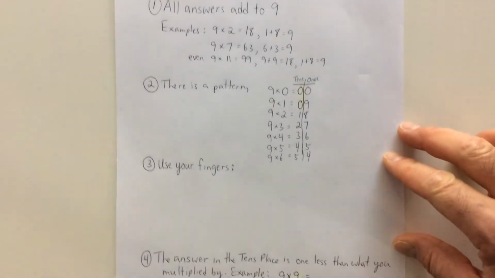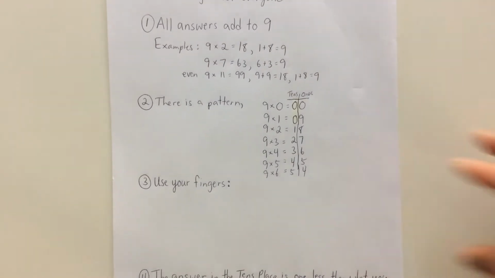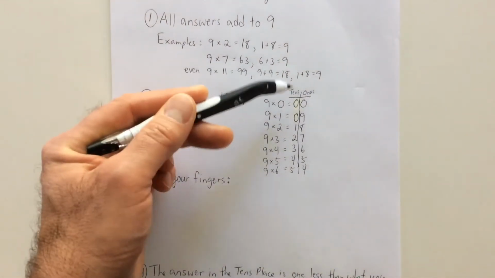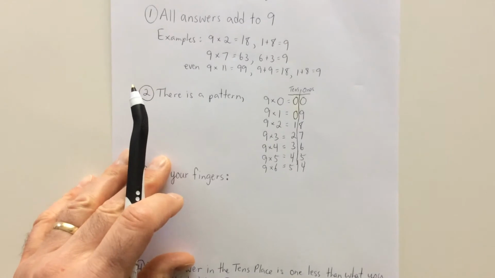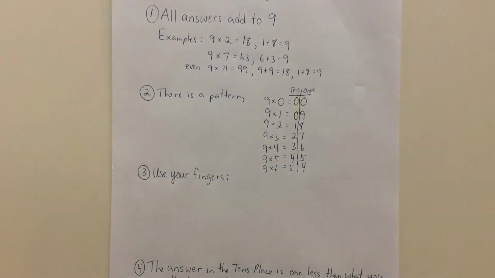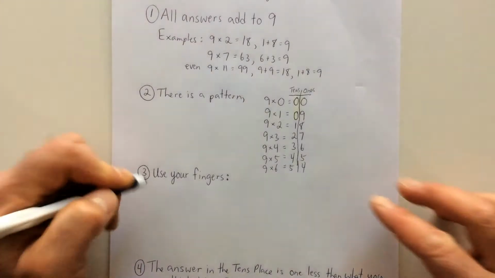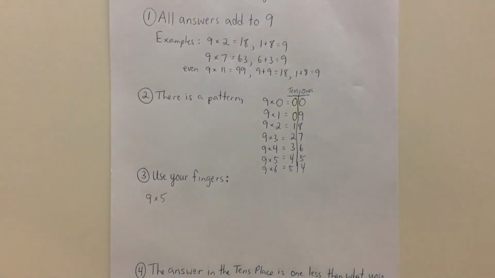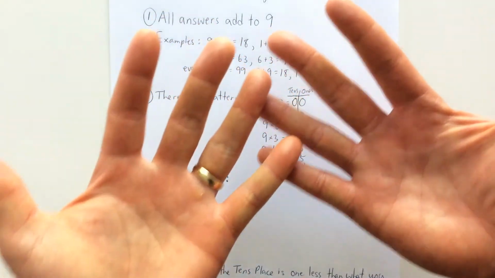Another one is using your fingers. This one is very cool. It can be a little challenging. It also involves using ones and the tens. It can be, like I said, a little tricky. So I'm going to give you a couple of examples here. If I had the question 9 times 5, here's what you do. You put your hands in front of you, palms up.